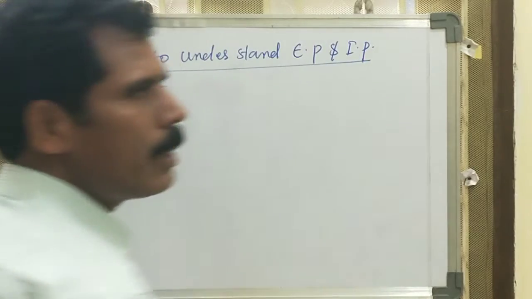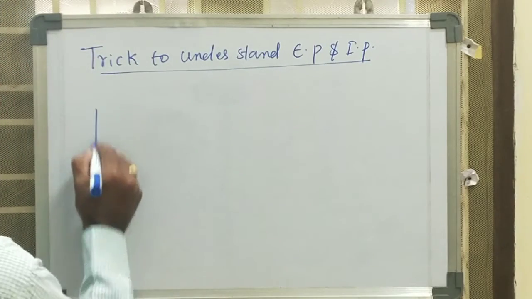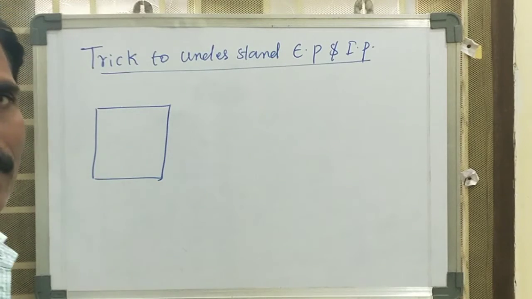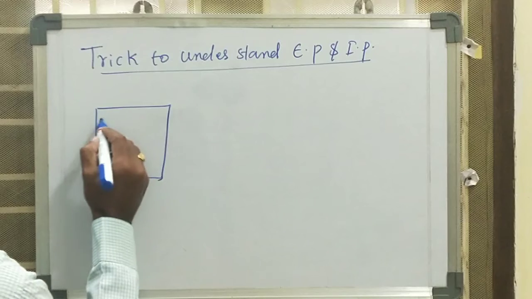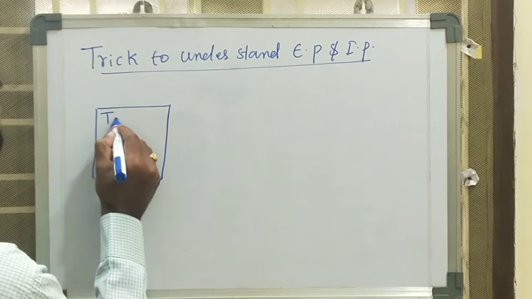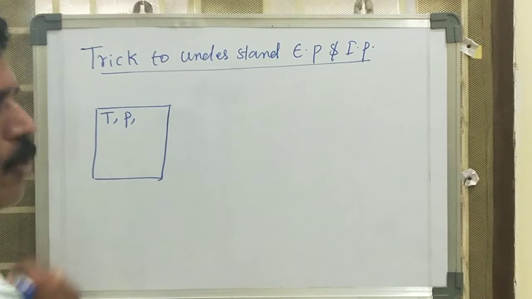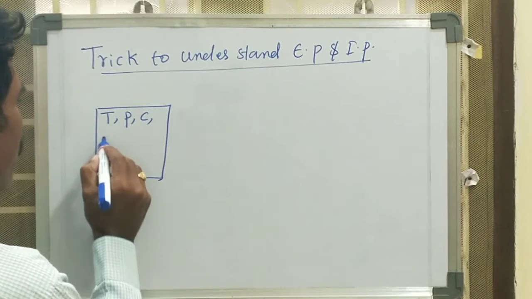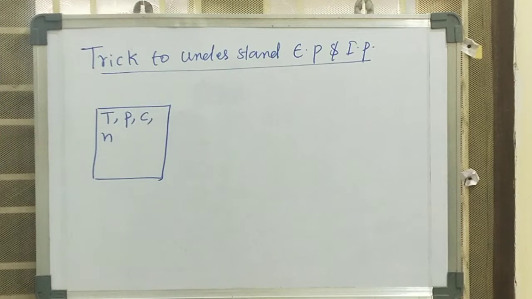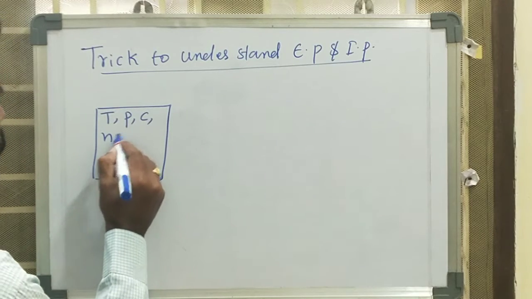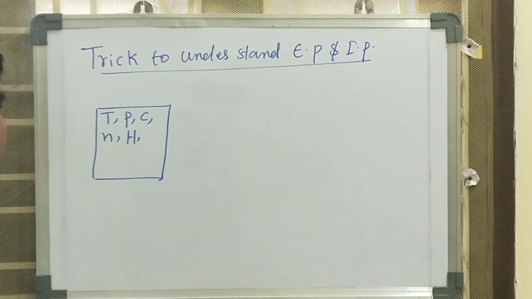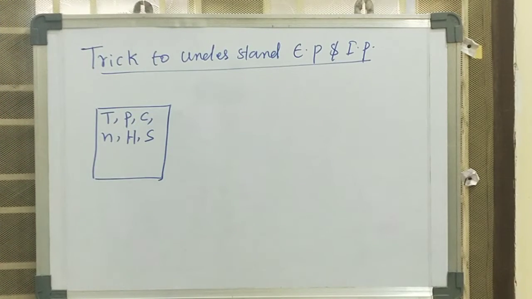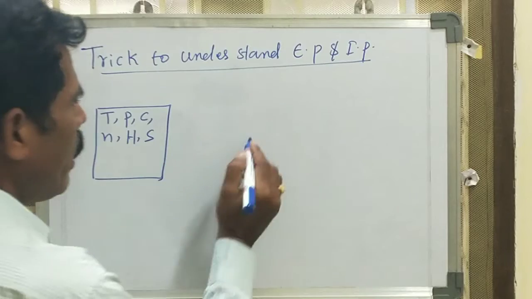Now, see that there is a system. To explain it, we require some variables. You know them: temperature, pressure, concentration, number of moles, enthalpy, entropy, etc.